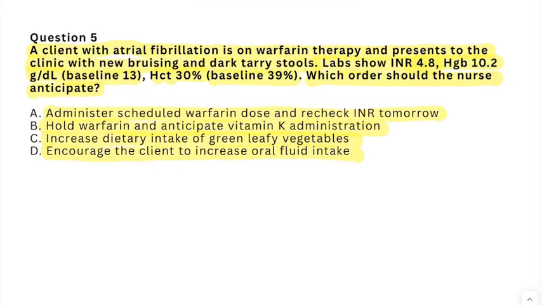Okay, so let's check the answer and the incorrect answers. Okay, y'all, let's look at the choices. Let's start with letter A: administer scheduled warfarin dose and recheck INR. In this particular scenario, this is really not the best answer, so that's incorrect, because we have an INR that's really high. The patient is already showing signs of bleeding, as you could see in the scenario. Plus, look at the hemoglobin and hematocrit. They're dropping from baseline. So letter A is incorrect.